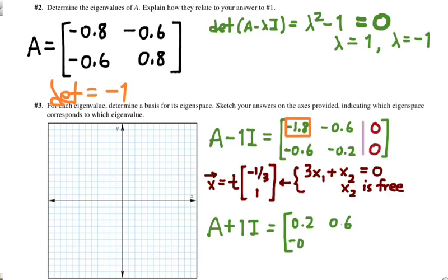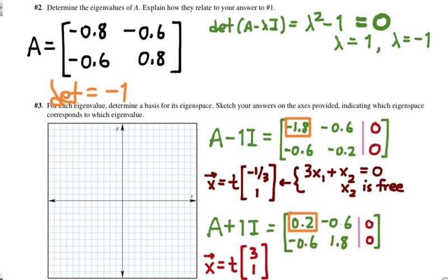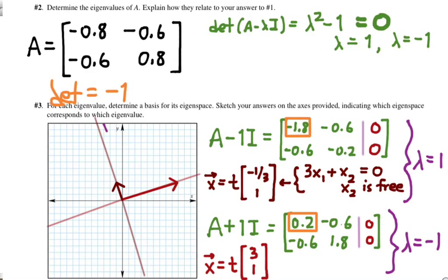And then likewise for lambda equals negative 1, you have A plus the identity. Set up that homogeneous equation. Its parametric vector solution has basis 3, 1. So there were your two eigenvectors for the two eigenvalues, respectively, 1 and negative 1. Then your picture takes those eigenvalue-eigenvector pairs, lambda equals 1 and lambda equals minus 1, and sketches them out as the entire eigenspaces. So my question now is, what does this matrix do?